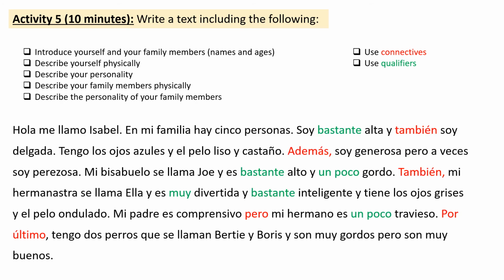So I've got an example here. I've not gone into depth here with introducing myself and my family members with names and ages, just as I wanted you to concentrate on the content of the other bullet points more. So I'm asking you as well to use connectives, and you'll see that I've got my connectives in red, and then qualifiers just to make our writing that bit more interesting, which are in green. You'll see that I've got some there. So please pause the video now and spend 10 minutes writing a text. Off you go.